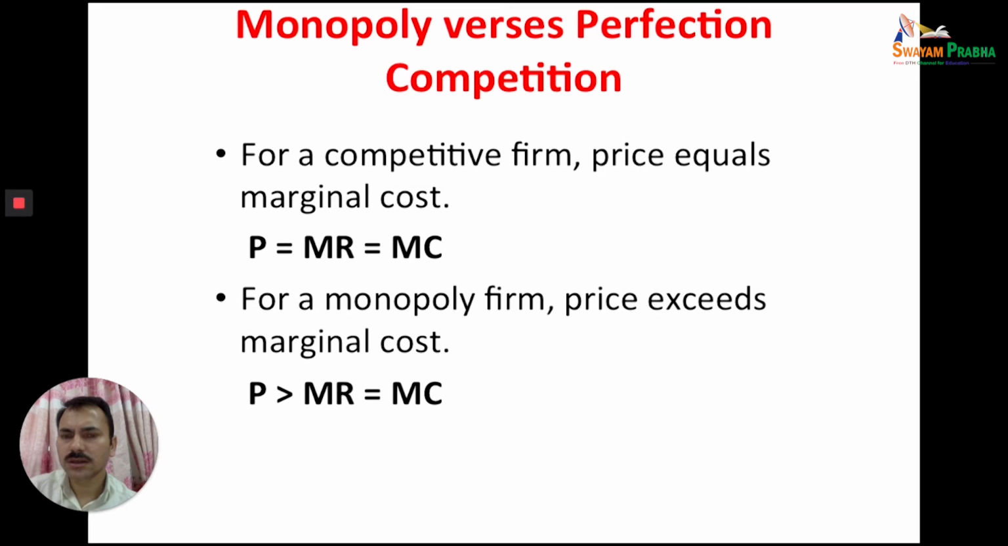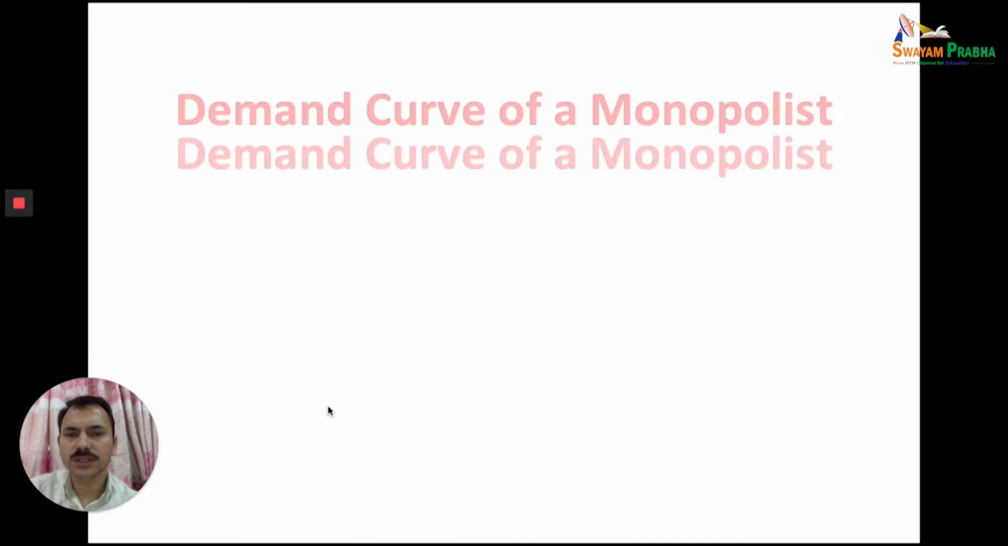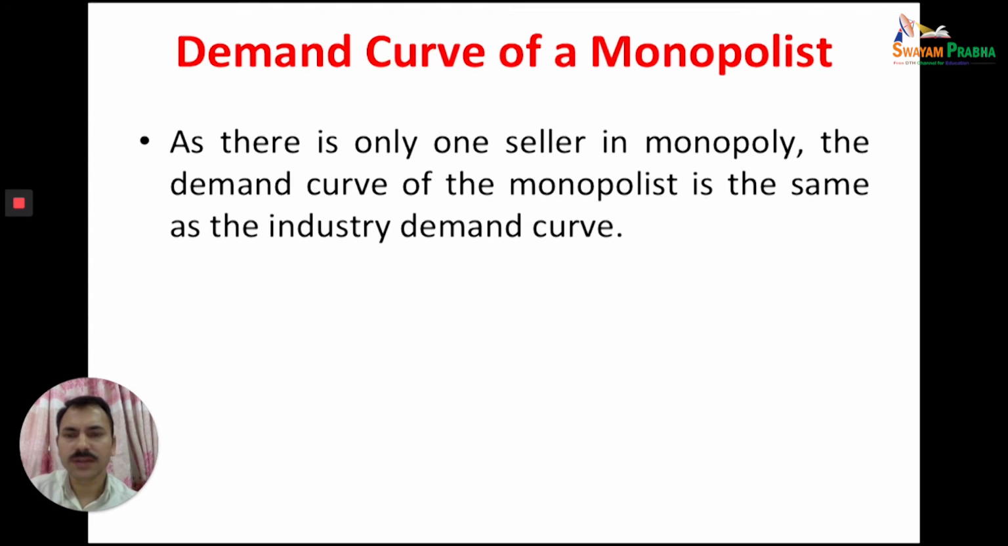They are price takers, not price makers. In perfect competition, price is equal to marginal revenue, which is equal to marginal cost. P is the price of a commodity, MR is marginal revenue, MC is marginal cost, and they are all equal to each other. Whereas for a monopoly firm, price exceeds marginal cost, meaning price is greater than marginal revenue, which is equal to marginal cost. We'll discuss this through diagrams in coming slides.